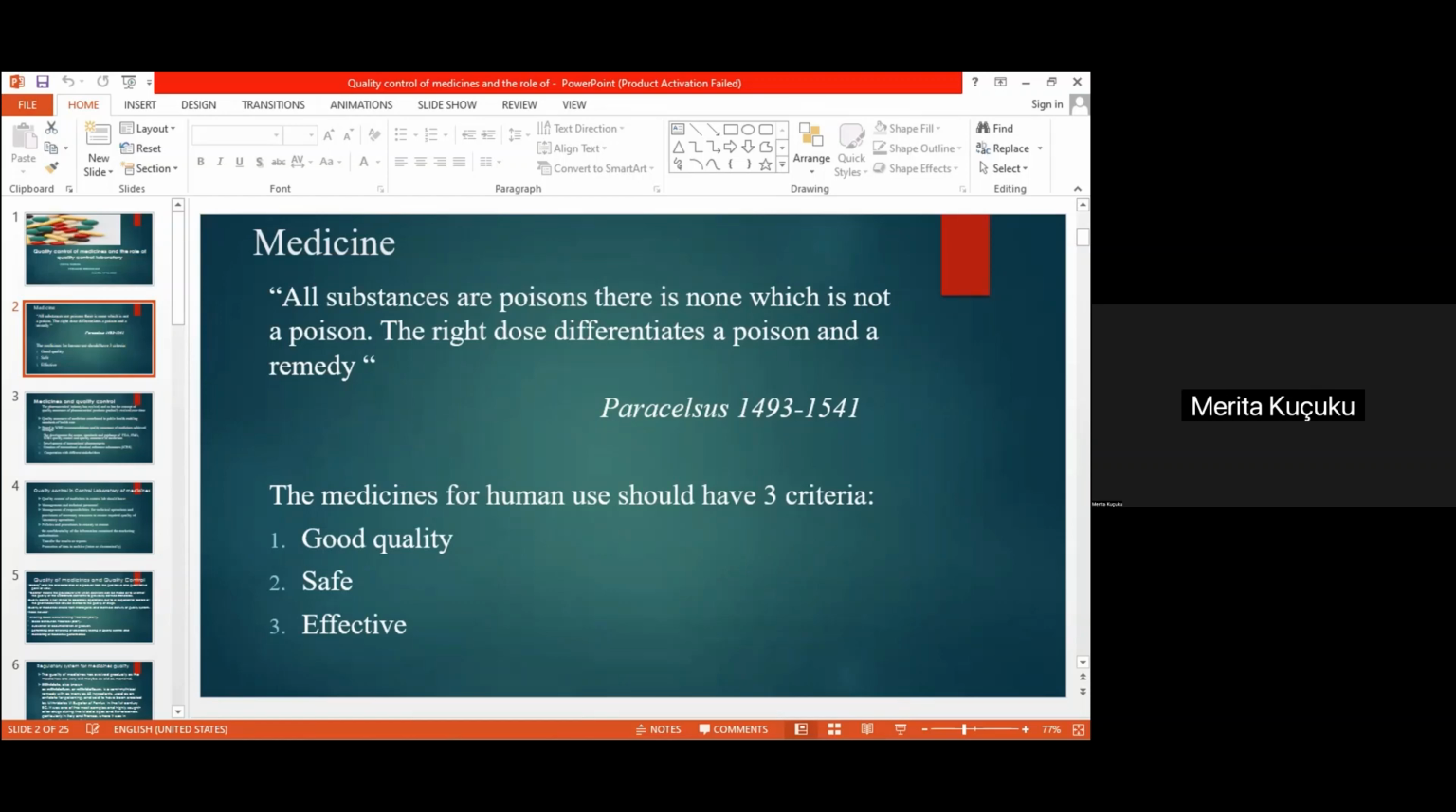in 1493 to 1541, which says: all substances are poisons. There is none which is not a poison. The right dose differentiates a poison and a remedy.